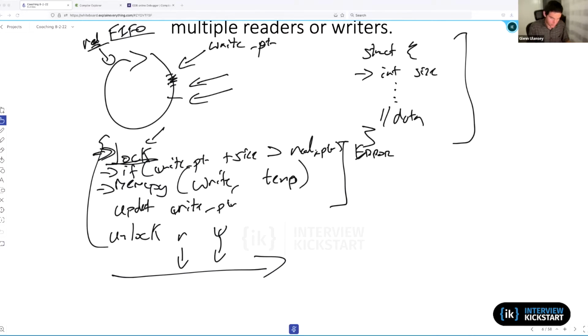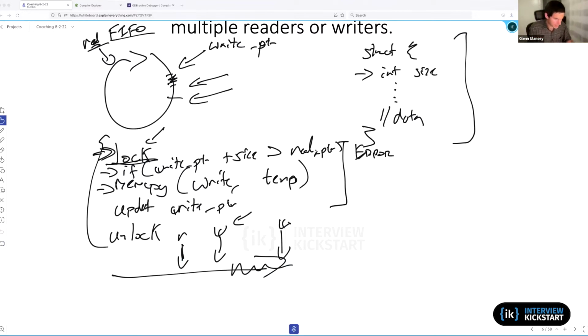What our writer can do is just write. A single writer can write whenever he wants, because this space is all available to him. He can just, whenever he wants, write data. And when he's done writing that data, he needs to update his write pointer to be wherever the new tip of the data is. So the writing guy can just keep writing indefinitely.